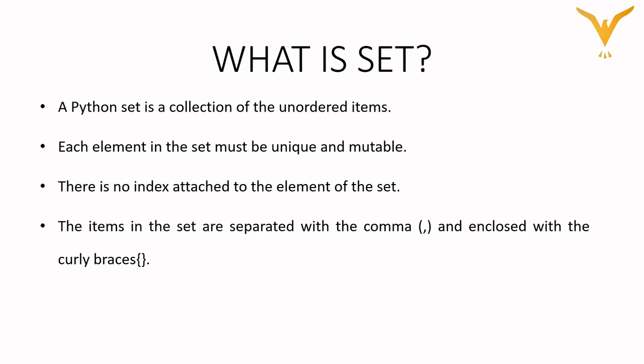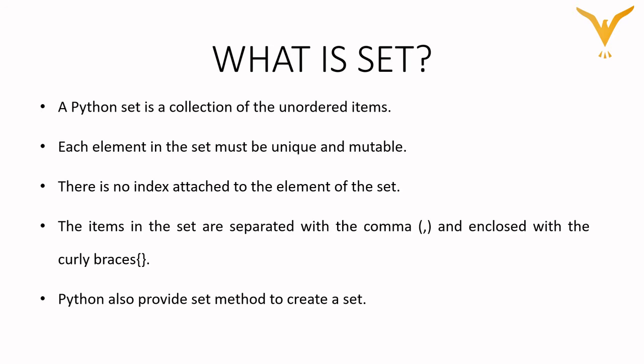So to create a set, we are going to use curly braces and the items should be separated by the commas. Python also provides a set method to create a set. So in short, in a set also we can store multiple values of different data types. To access the elements of the set, we cannot use index number, as sets are unordered. And whatever elements we store in the set should be unique and mutable. So this was a short description about the set.